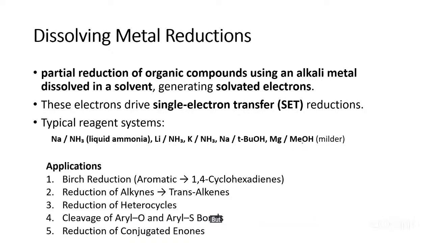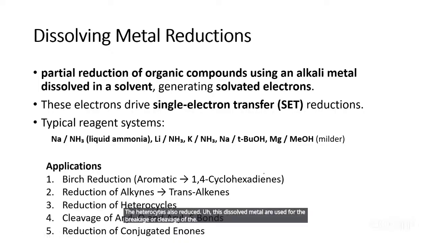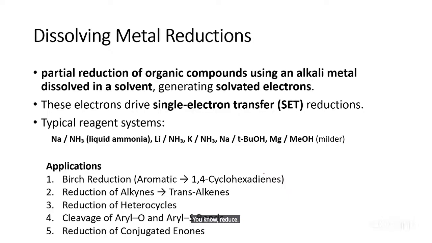But if we have to stop the reaction at the alkene stage, a catalytic amount of this dissolving metal is used to get the trans alkene. The heterocycles also reduce. This dissolving metal is used for the breakage or cleavage of the aryl oxygen or aryl sulfur bond. Also, the conjugated enones are reduced by using such type of dissolving metal reagents. These are some reducing reagents we used for the reduction.